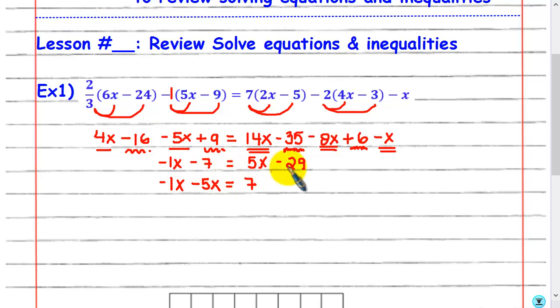We stopped right here. We moved the 5x. Now how about the 29? Does he have to stay, or does he have to go? Well, it does not have an x, so it's in the right place, so we're just going to bring it down. So in other words, it stays on that side right there. Alright, now that we moved, let's combine these again. This would be negative 6x. Negative 1x minus 5x is negative 6x. And on this side I have 7 minus 29 is negative 22.